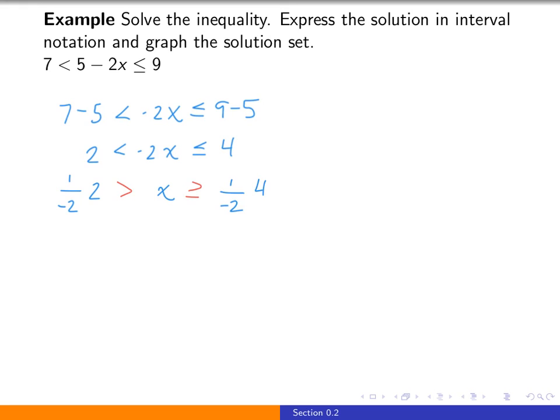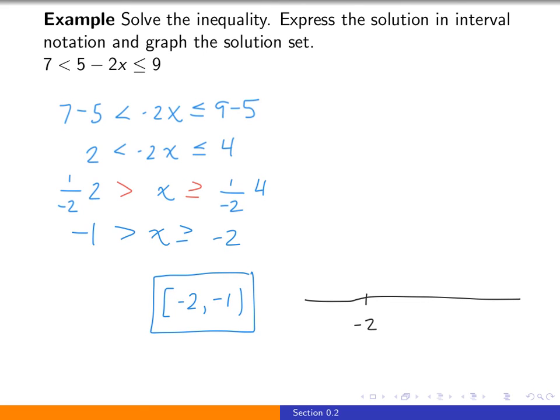So on the left, 2 divided by minus 2 is minus 1. And on the right, 4 divided by minus 2 is minus 2. So if we express this in terms of an interval, this becomes what? x is bigger than or equal to minus 2, but less than minus 1. And sketching this on a number line, we go from minus 2 to minus 1. We're including minus 2, but we are not including minus 1.